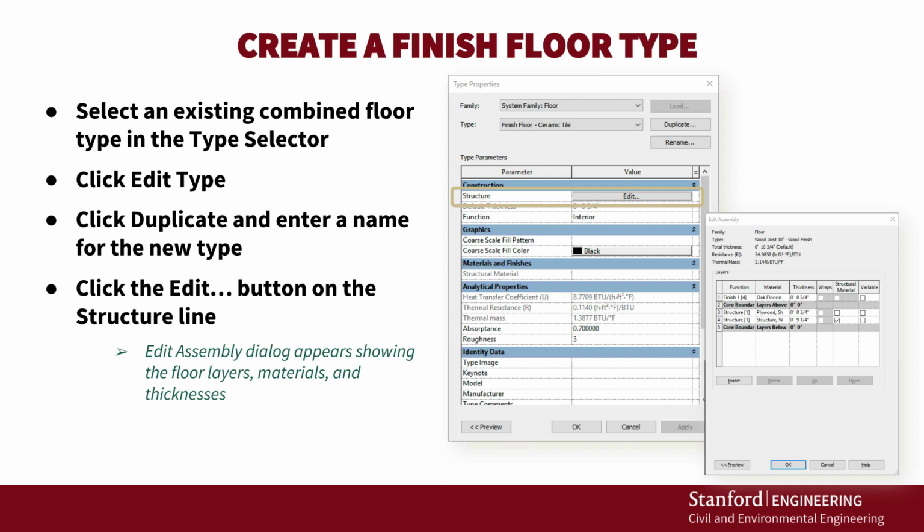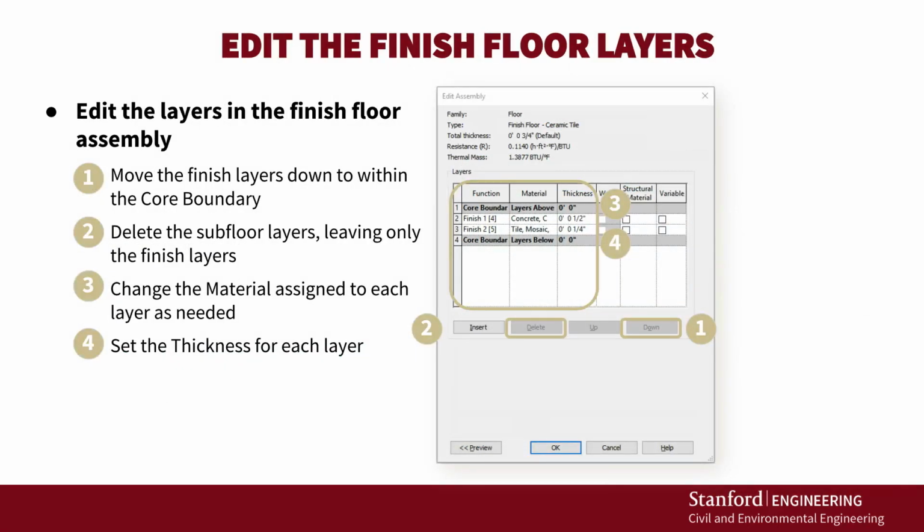To do that, again, select one of the combined floor types in the Type selector. Again, click the Edit Type and click Duplicate and enter a name for the new type. Then click the Edit button on the Structure line so we can edit that assembly again.